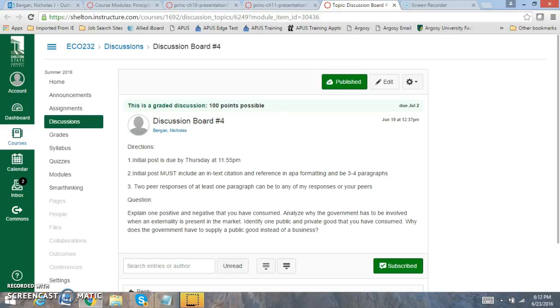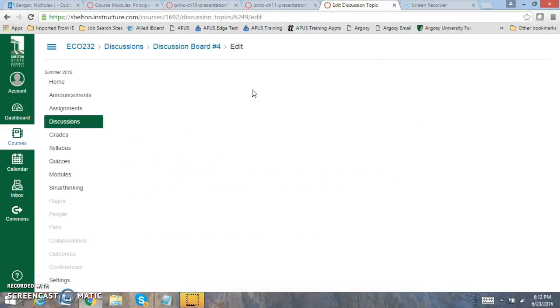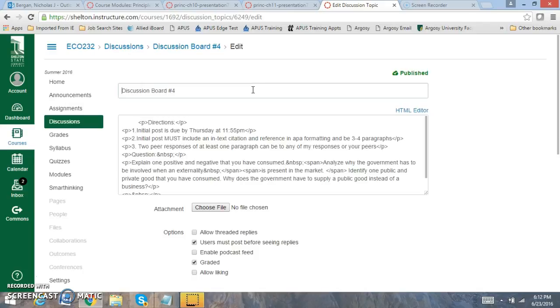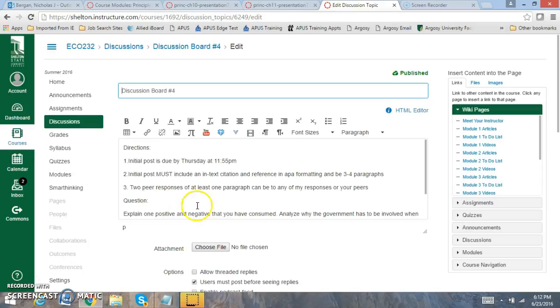In this question, you're going to be explaining one positive and one negative externality that you've consumed. Analyze why the government has to be involved when an externality is present. That's important. Why does the government have to be involved? Then you're going to focus on one public and private good.